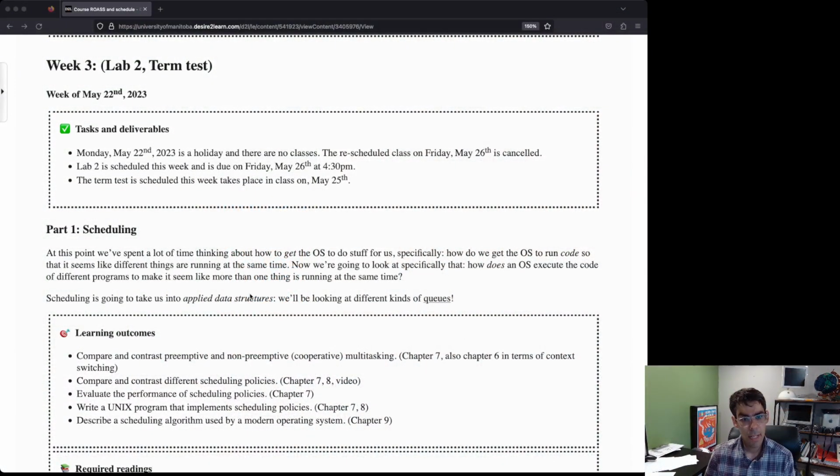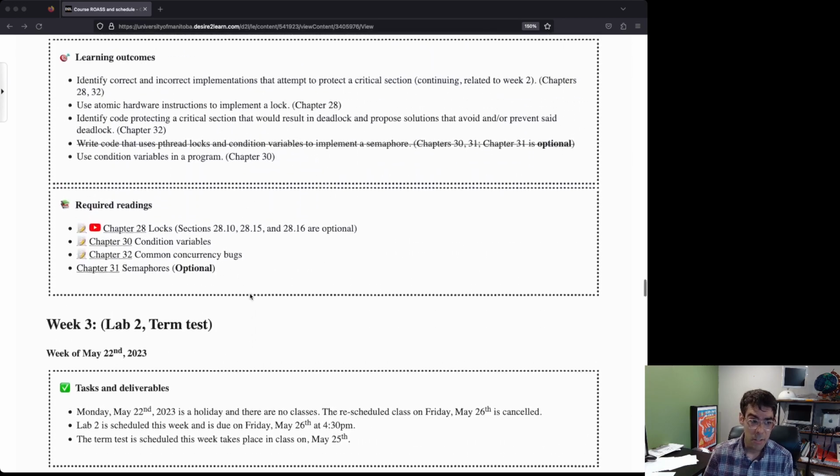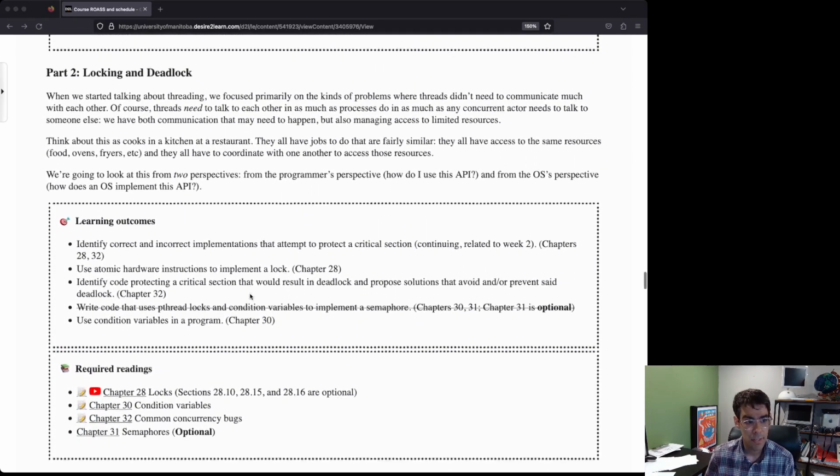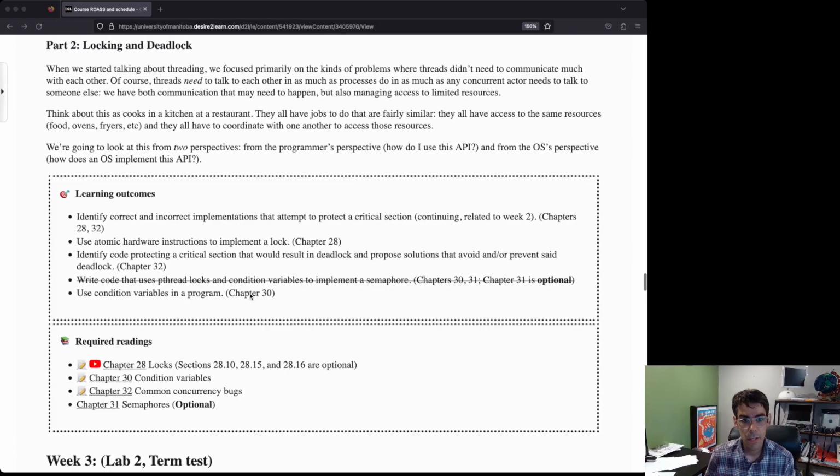So, at the beginning of this week, we were kind of finishing up with the locking and deadlock stuff from last week. In particular, what we focused on at the beginning of this week was identify code protecting a critical section that would result in deadlock and propose solutions that would avoid and or prevent said deadlock. And that was the exercise that we did in class where we took some time to look at some code that was for transferring money in between accounts.